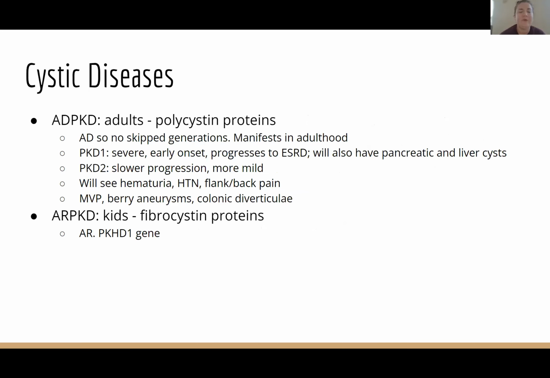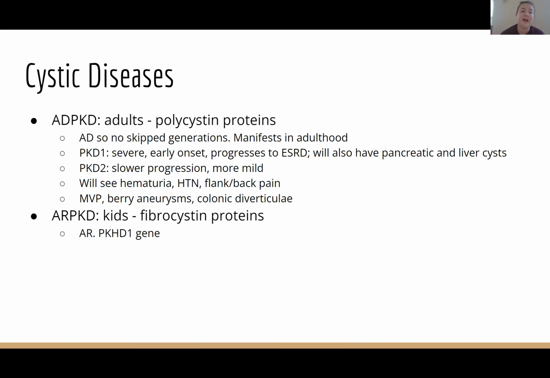Okay, then cystic diseases, they have a few slides on this. I put in what I remember being the big stuff. So ADPKD, autosomal dominant polycystic kidney disease. This is in adults. This is associated with the polycystin proteins. It's autosomal dominant, which means all generations are going to have it, unfortunately, and it's going to manifest in adulthood, not in the kids.